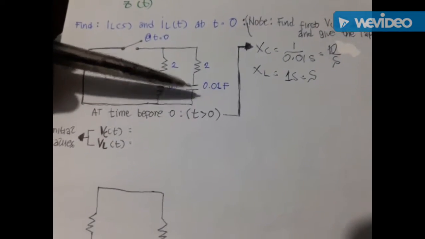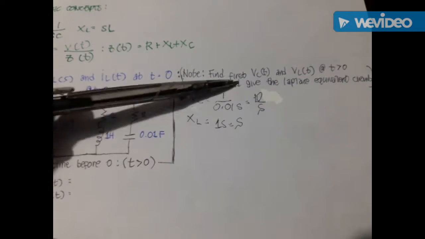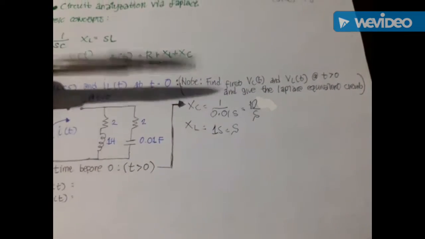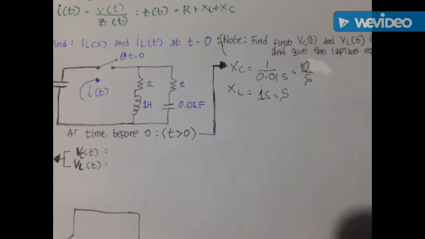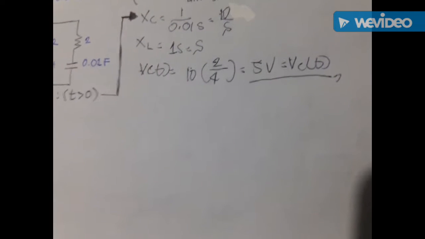We must define the initial voltages, getting the capacitor voltage and the inductor voltage at a time before 0 in order for us to know the initial voltages. We can get the capacitor voltage since our total voltage, by the way, is 10 volts times R1 over R1 plus R2. Again, it's a voltage divider, or simply it equals 5 volts. It is equal to the initial value on the capacitor.